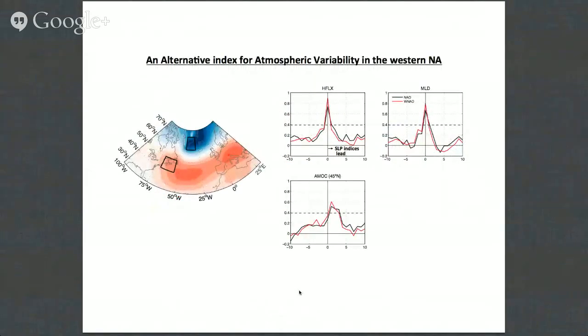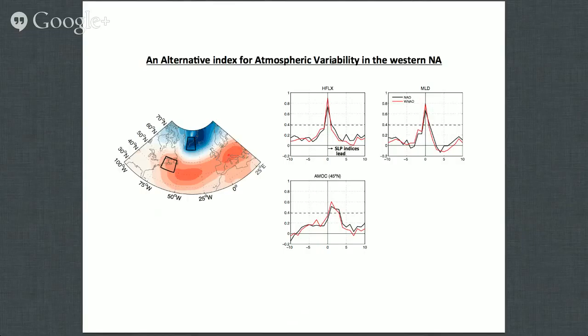So it is obvious that if we need an index for Labrador Sea variability, we need the pressure gradient on the western side of the North Atlantic. Just as an example, you can take the pressure difference between two regions, one over Greenland and one close to Newfoundland, I think. The right panel then shows the correlation between this index and heat flux.